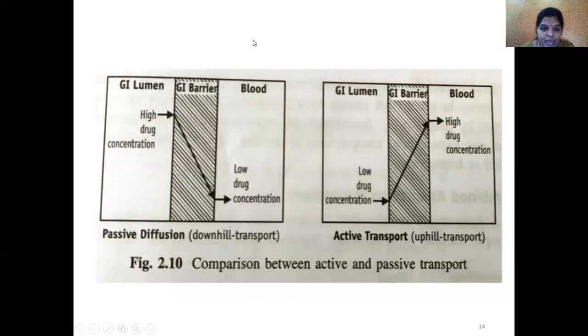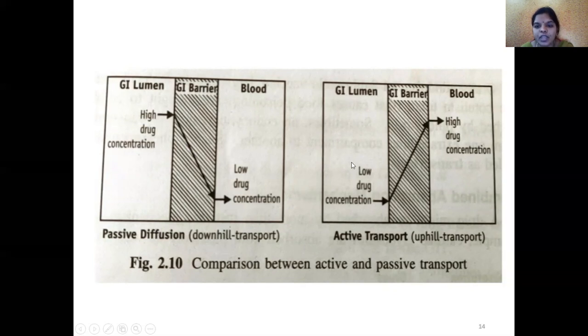Okay. So what is the main comparison between active and passive transport? See, this is passive, that is downhill. This is active, that is uphill. In case of downhill transport, this is the GI lumen, GI barrier, blood. Your drug particles move from high drug concentration to low drug concentration, high to low. That is downhill transport in case of passive diffusion.